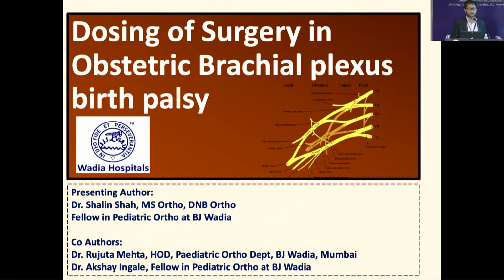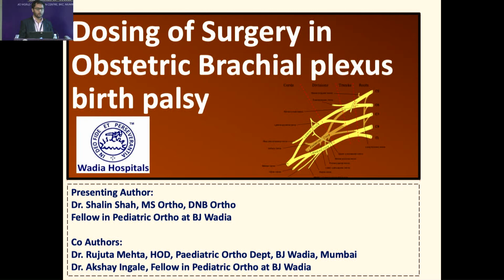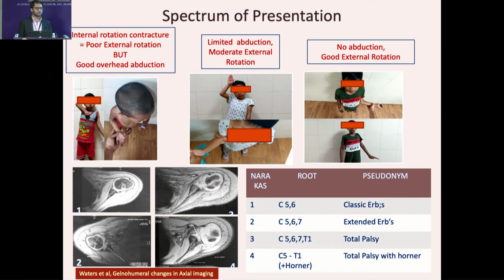Good evening, everyone. Today I'm going to talk about dosing of surgery for shoulder sequelae in obstetric brachial plexus palsy. The spectrum of clinical presentation of children who come to us with obstetric brachial plexus palsy is varied. They have varied limitation of abduction and external rotation clinically. They have a varied radiological presentation of glenohumeral joint deformity, from a completely normal glenohumeral joint to a completely dislocated one.